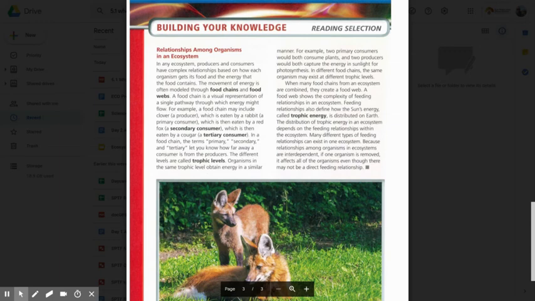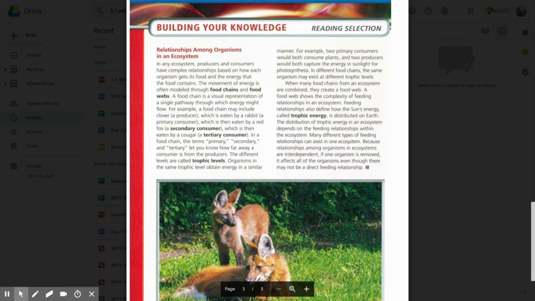Relationships among organisms in an ecosystem. In any ecosystem, producers and consumers have complex relationships based on how each organism gets its food and the energy that the food contains. The movement of energy is often modeled through food chains and food webs.